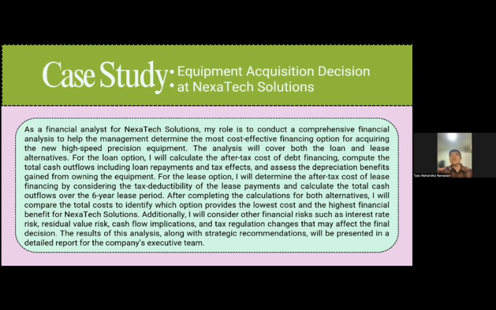After completing the calculations for both alternatives, I will compare the total cost to identify which option provides the lowest cost and the highest financial benefits for Nexatech Solutions. Additionally, I will consider other financial risks such as interest rate risk, residual value risk, cash flow implications, and tax regulation changes that may affect the final decision. The result of this analysis, along with strategic recommendations, will be presented in a detailed report for the company executive team.